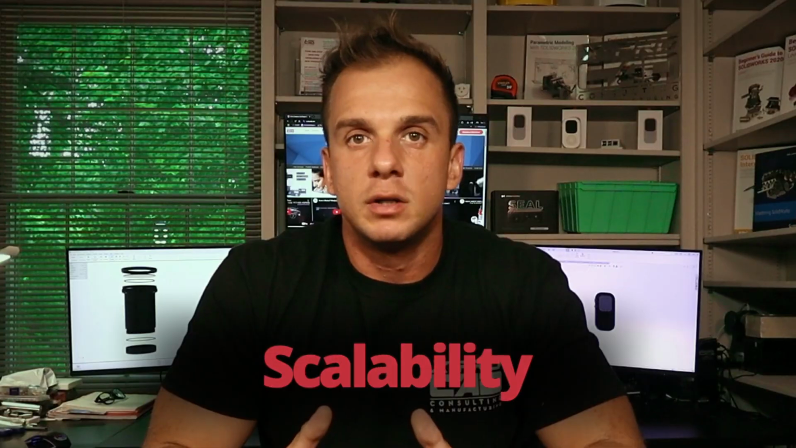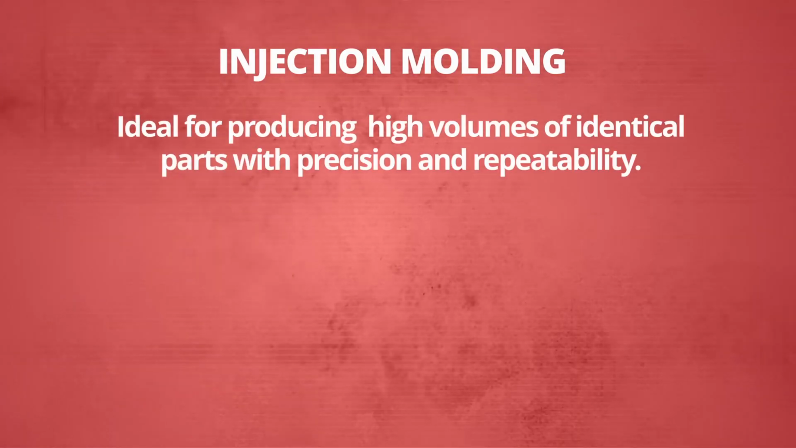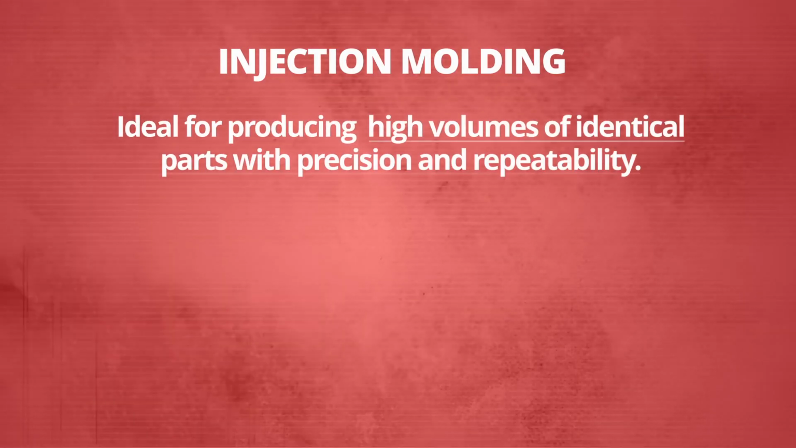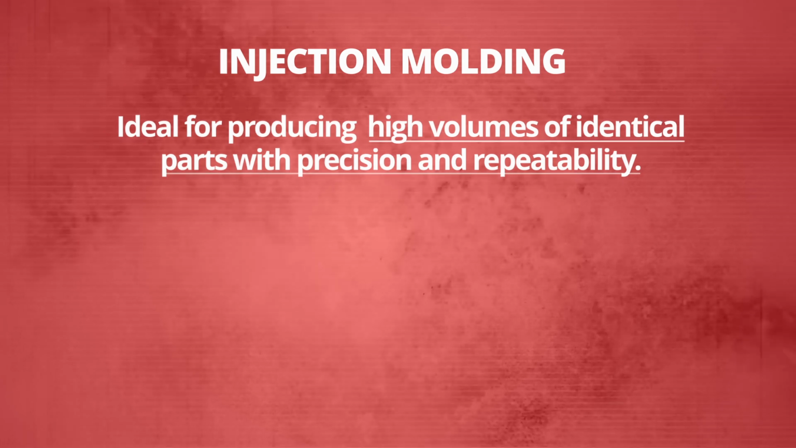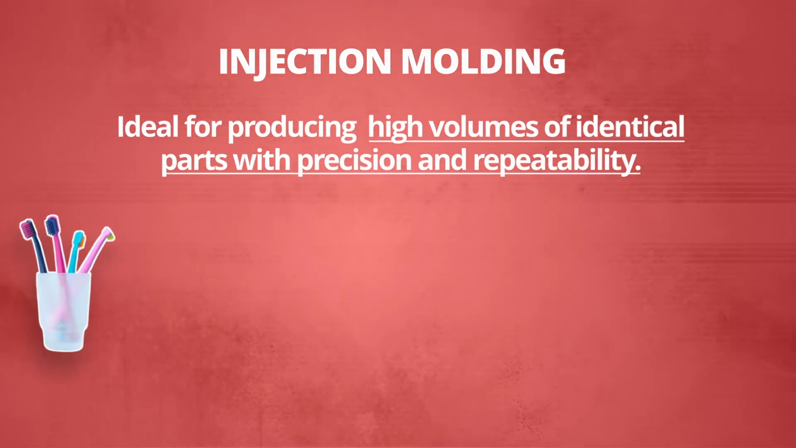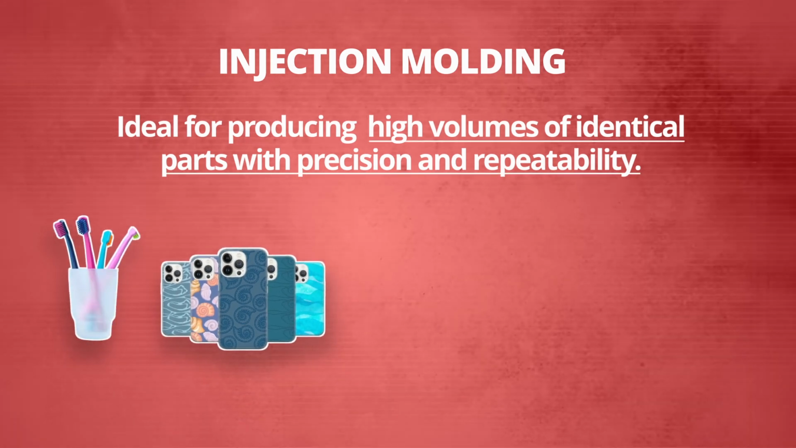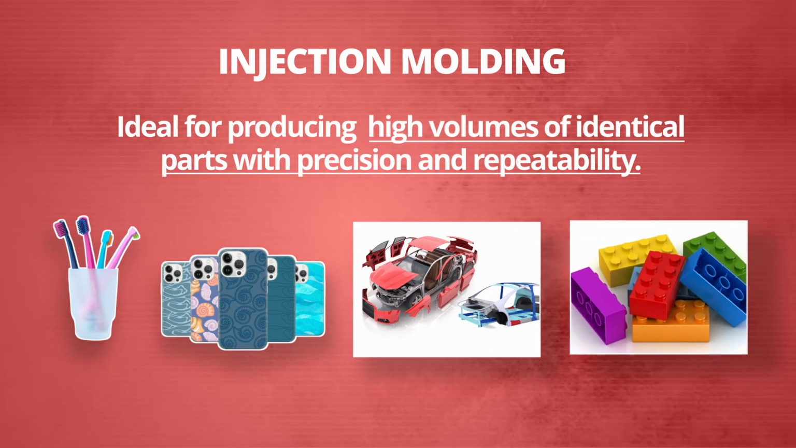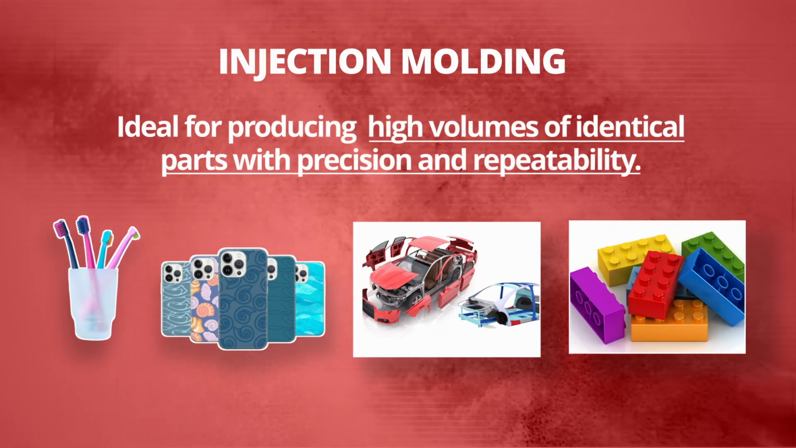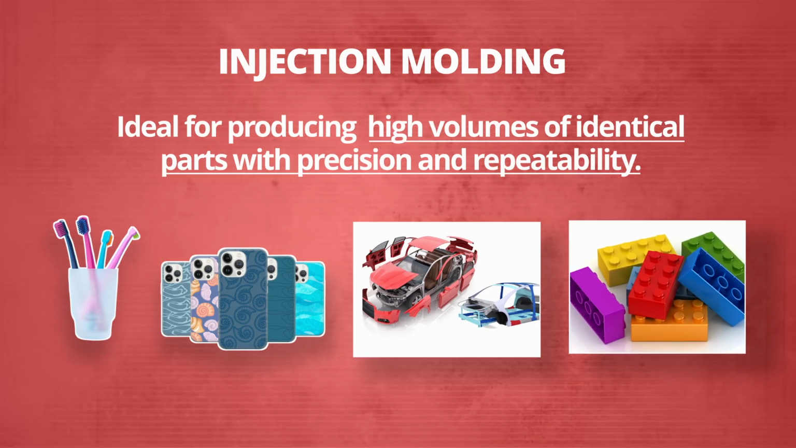What makes injection molding so powerful? It's scalability. It's ideal for producing high volumes of identical parts with incredible precision and repeatability. Think toothbrushes, phone cases, automotive panels, or even Lego blocks, all made using injection molding. But injection molding isn't one size fits all. There are several types of injection molding, each suited for a specific application.